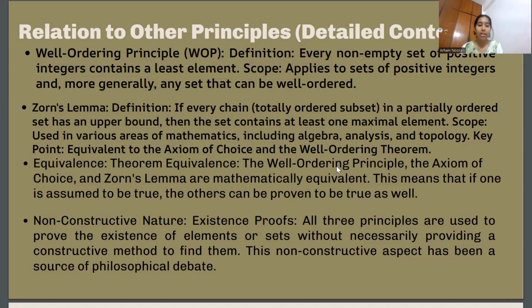Equivalence: the well-ordering principle, the axiom of choice, and Zorn's lemma are mathematically equivalent. This means that if one is assumed to be true, the others can be proven to be true as well. Non-constructive nature: all three principles are used to prove the existence of elements or sets without necessarily providing a constructive method to find them. This non-constructive aspect has been a source of philosophical debate.